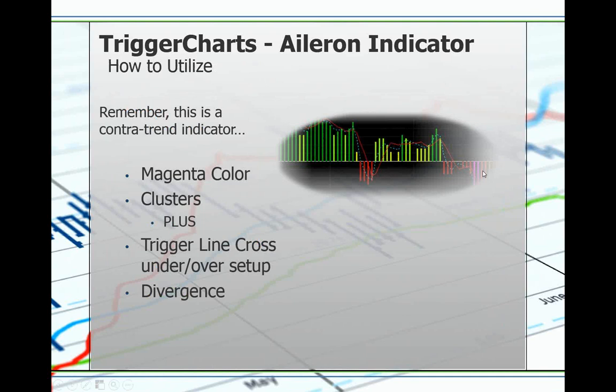Okay, so some of the things that you want to look at. We have the magenta color. That is the initial stage of trend exhaustion. When it gets to a point where it breaches the level that we've seen for the ratio of this stock, the overall levels that have been a level of exhaustion over time, we're going to get a magenta color, and then we're going to get clusters. Plus, what we want to find is the trigger line crossing up or below, over or under, the setup line, and divergence. Okay, so these are the few things that we really want to focus in on when we're looking at this particular indicator. Remember, it's a contra trend indicator, very important.